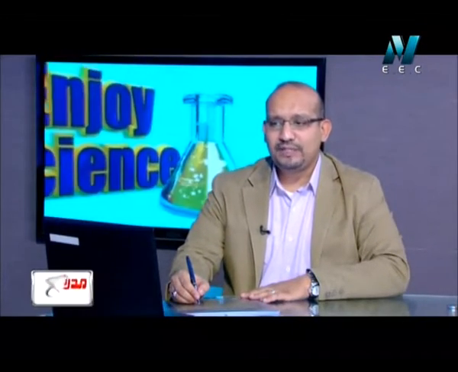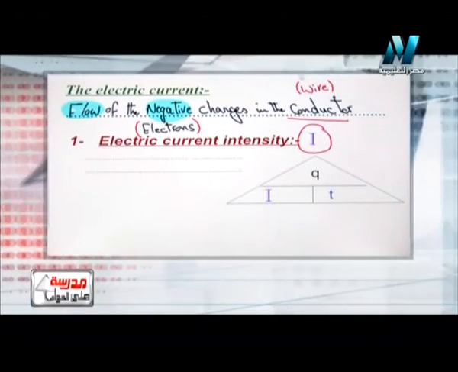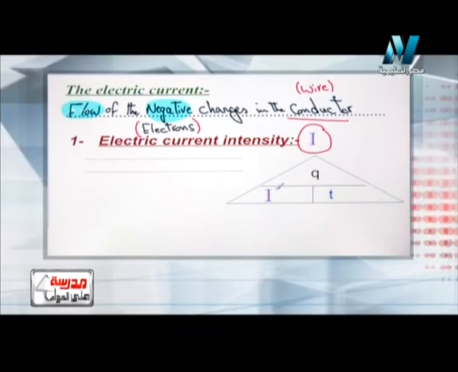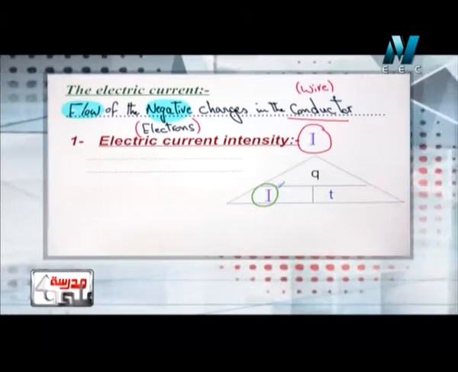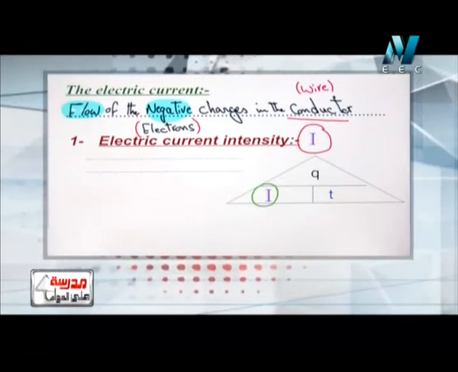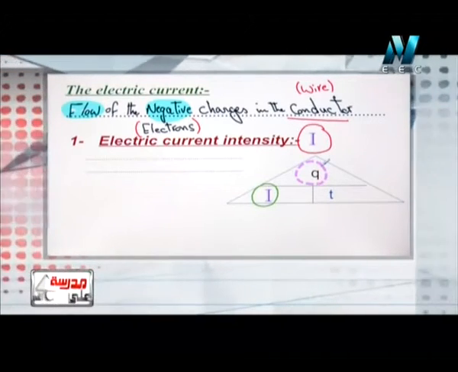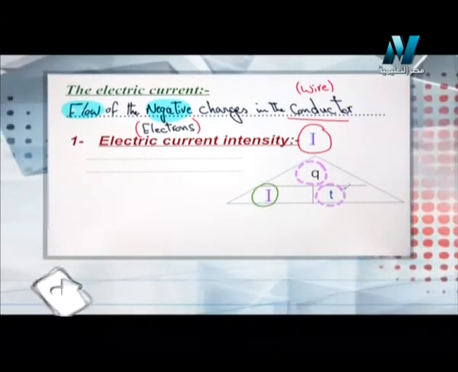تعالوا نشوفوا كده ازاي. We have electric current intensity as we see I, electric current intensity, which means its symbol is I. So here we talk about I, electric current intensity. It is the quantity of the electric charge through 1 second. Time here in seconds.